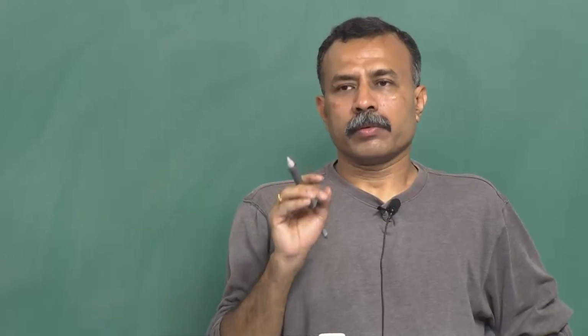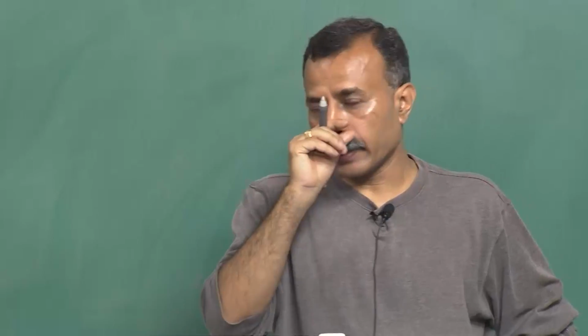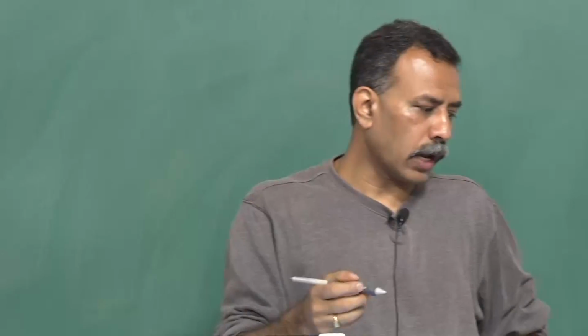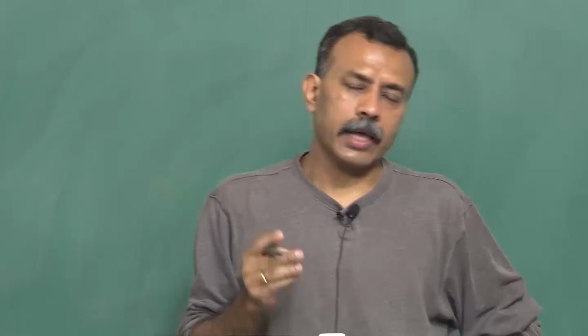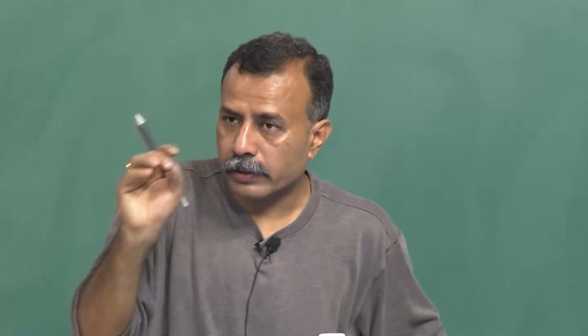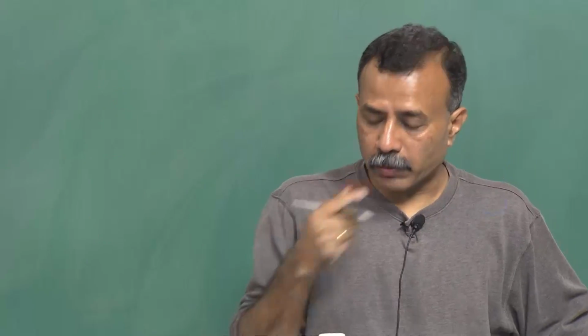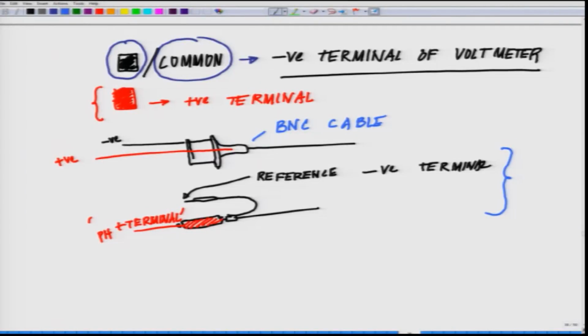If the electrons are reaching the negative terminal, then it will show a positive deflection. If electrons are reaching its positive terminal, it will show a negative deflection. This is the first thing you have to learn. And the second thing is, whenever you use BNC cables, you should know which terminal is what. The center of these BNC cables will be positive and the outer periphery will be negative.